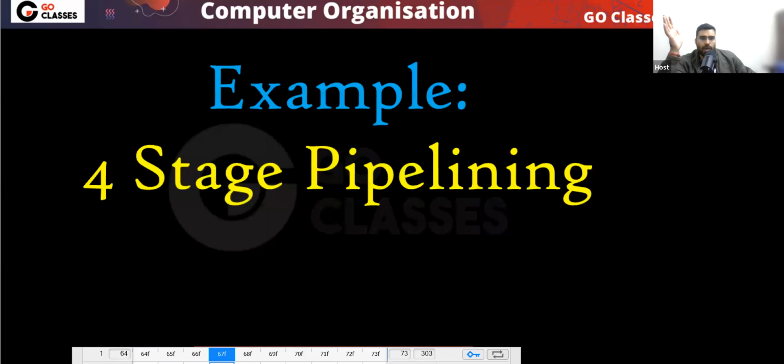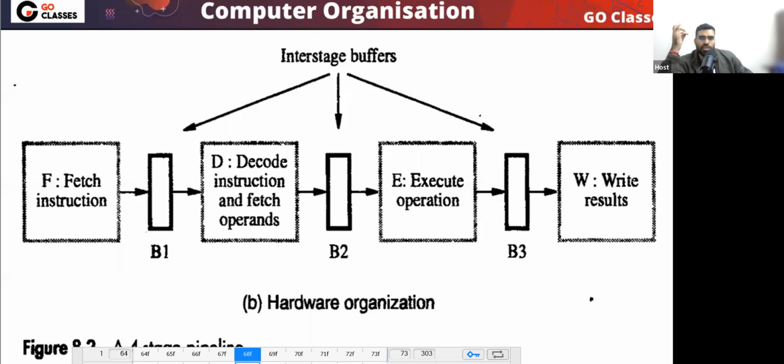Your pipeline can be anything: 4 stage, 5 stage, 8 stage, 10 stage, 100 stage, 2 stage. Your pipeline can have any number of stages. For example, look at this pipeline. This is a 4 stage pipeline.